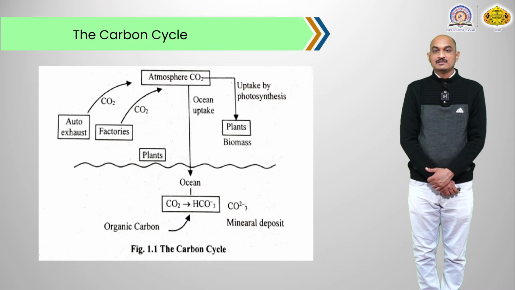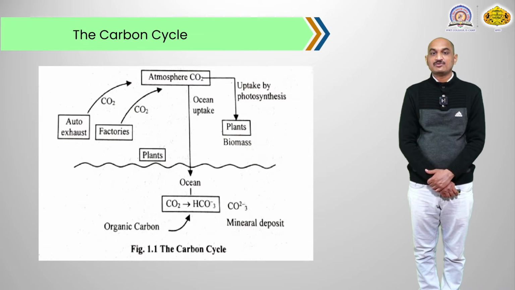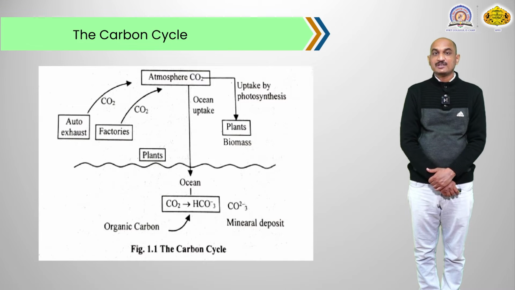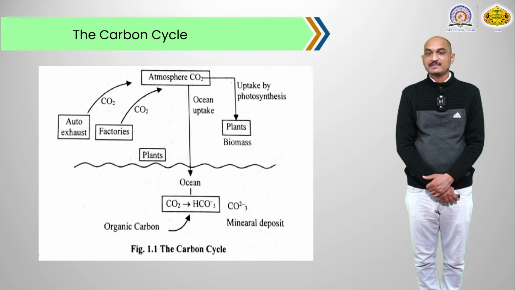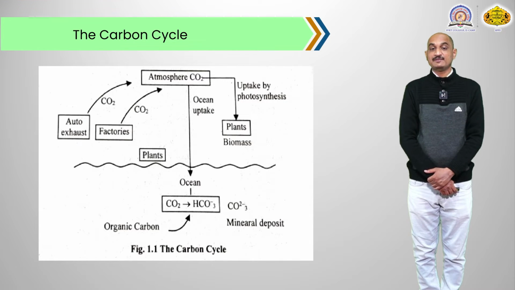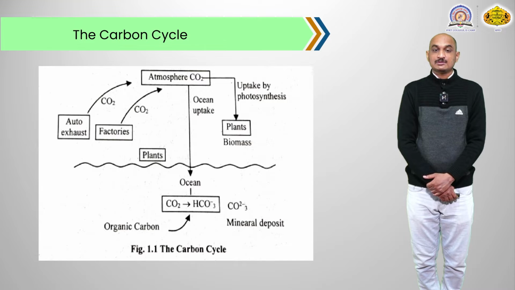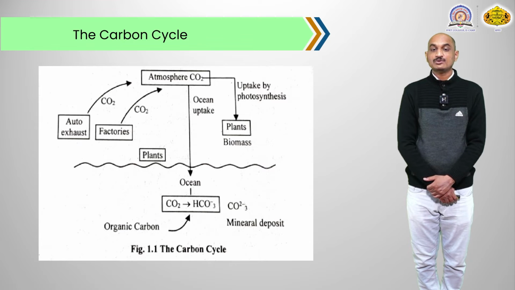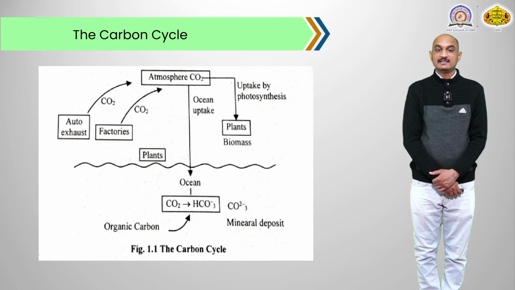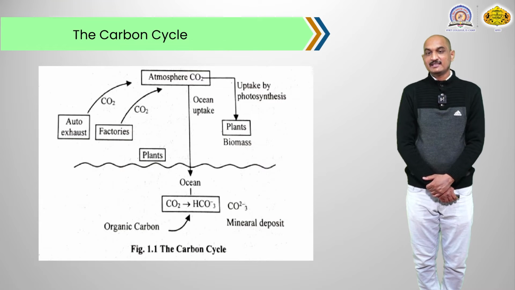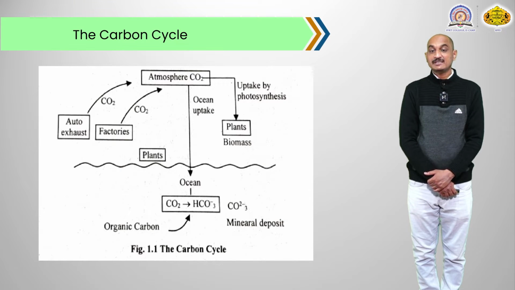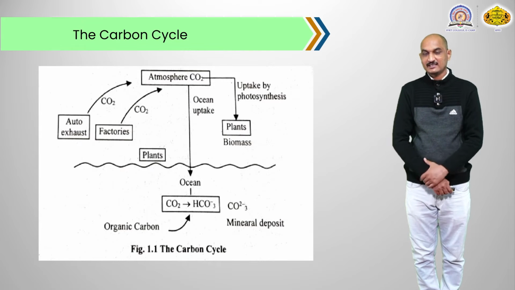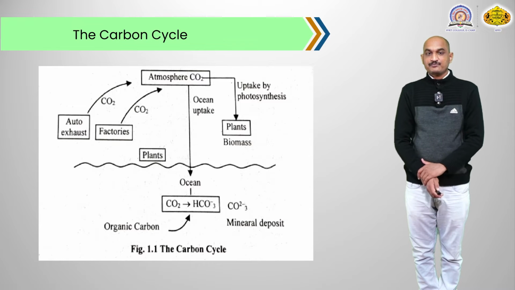The carbon present in the atmosphere in the form of carbon dioxide is utilized by different reactions, for example uptake for photosynthesis through the plants. And also some carbon dioxide is taken up in oceans, and it is converted into hydrogen carbonate HCO3 minus and organic carbon. And then it deposits as mineral deposits in the carbonate CO3 2 minus form. This is the carbon cycle which we discussed here.